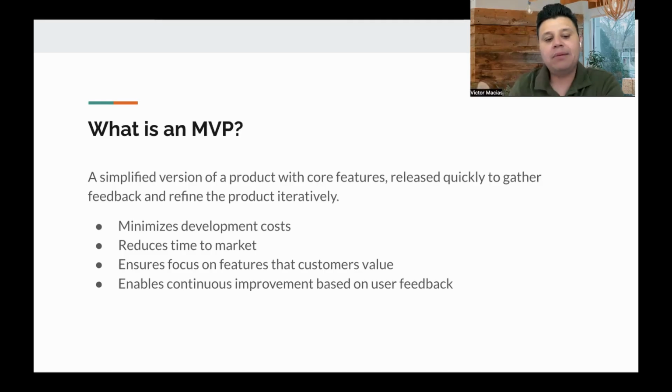And why? Well, it minimizes development costs. It reduces time to market, which means it reduces the time from idea to launch. It ensures that you're focusing on the features that customers value. Spend your time and energy on things people want, not things that you think people want. And it enables continuous improvement based on user feedback.